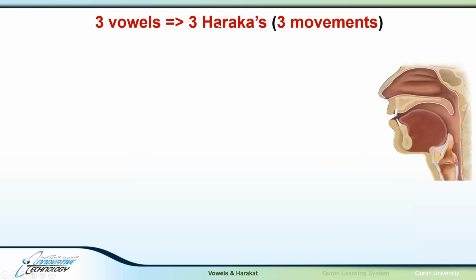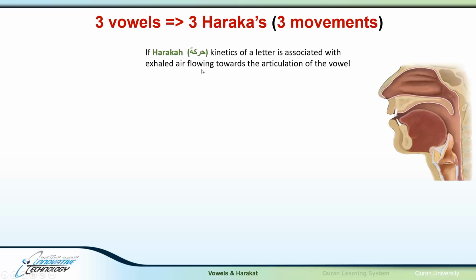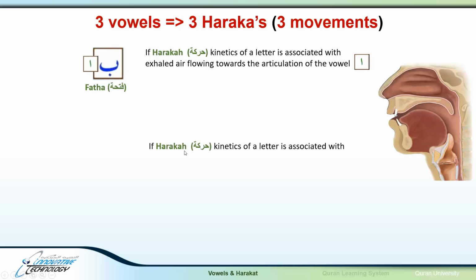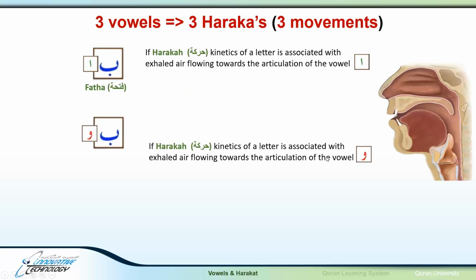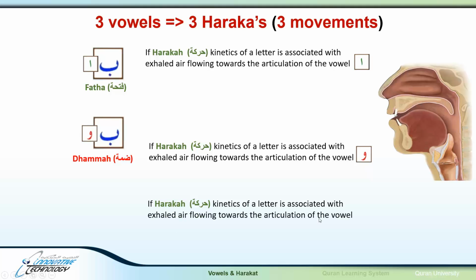And since we have three vowels, there are three possible harakas, three movements. First, if the haraka, the kinetics of a letter, is associated with exhaled air flowing towards the articulation of the vowel a, then we call that haraka fatha. If the haraka is associated with exhaled air flowing towards the articulation of the vowel oo, then we call that haraka dhamma. If the haraka is associated with exhaled air flowing towards the articulation of a vowel e, we call that haraka kasra.